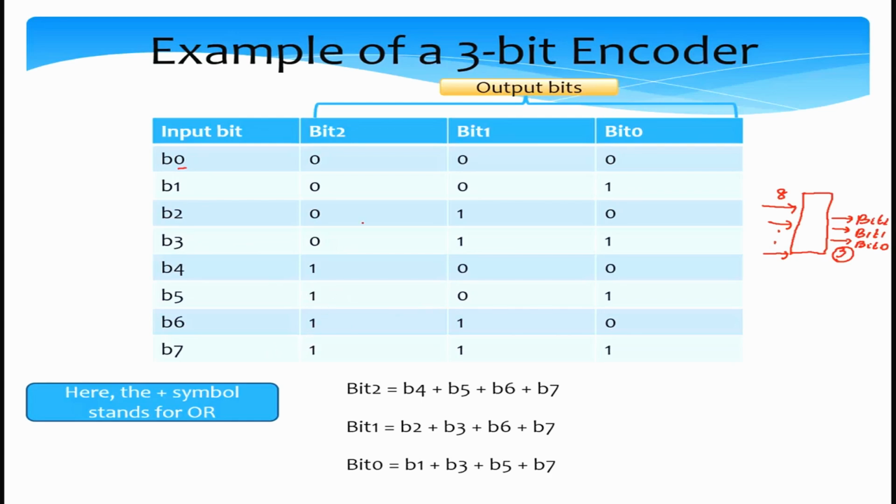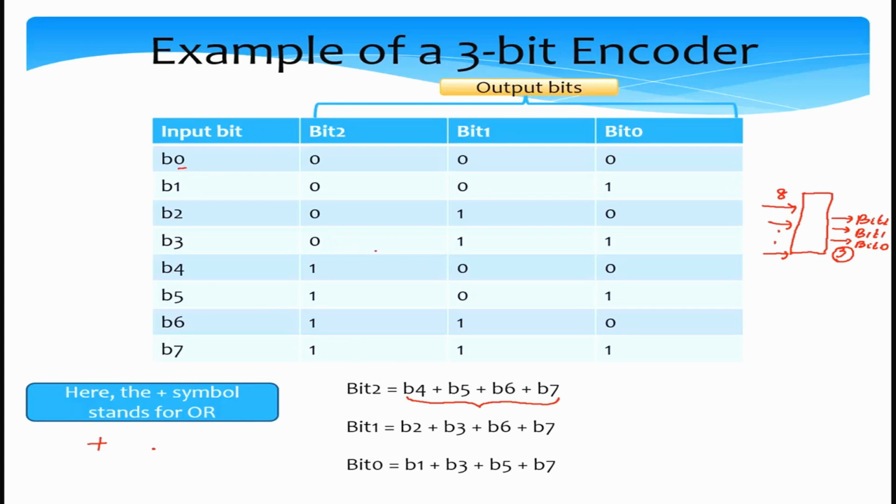So what we can do is that for bit 2, we can write a Boolean equation to denote when the bit is true, depending upon the values of the input bits. Let's use the plus symbol to stand for OR. Recall that we'll use plus for OR and dot for AND. In this particular case, when is the second bit true? When either B4 or B5 or B6 or B7 is true. This is the logical expression for when bit 2 is true.